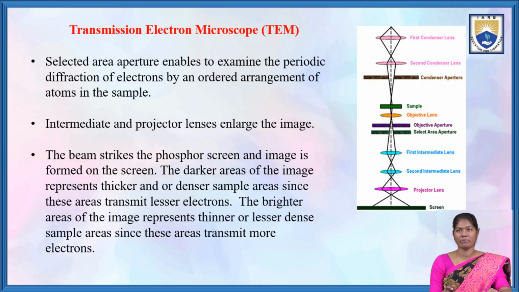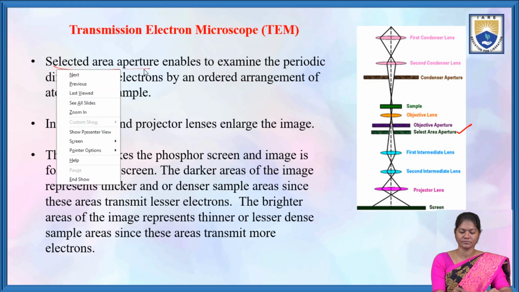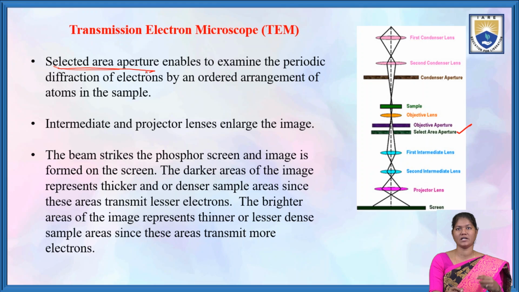Then a selected area aperture. The selected area aperture enables us to examine the periodic diffraction of electrons by an ordered arrangement of atoms in the sample. Wherever we want to examine the crystal, we can use this selected area aperture.